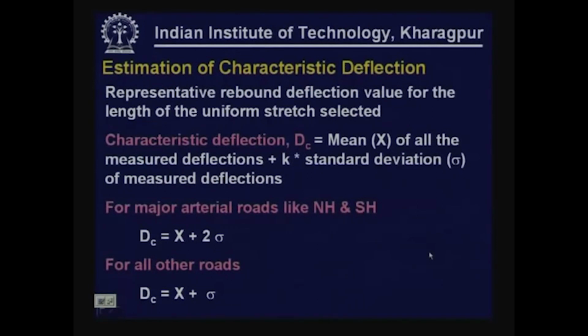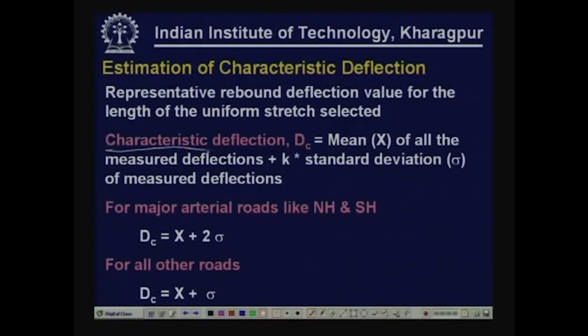On the basis of the number of deflections that we measure in a given stretch, a representative rebound deflection value for the length of the uniform stretch can be selected. This is known as characteristic deflection, which represents the overall condition of the pavement. DC is obtained as the mean of all the measured deflections plus some factor multiplied by the standard deviation of all the measured deflections.